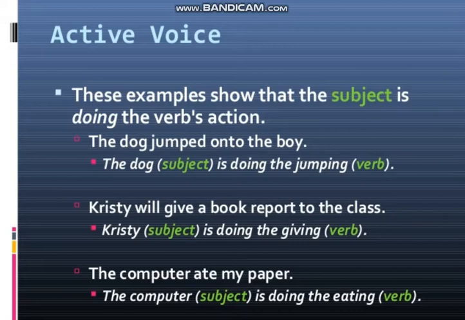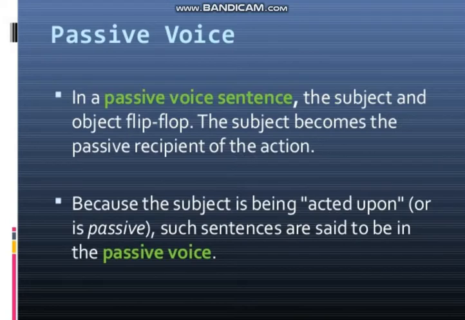The computer ate my paper. So here you can see the computer, the subject, is doing the eating. The main focus is on the computer, which is the subject. So such sentences in which the main focus is on the subject, or the subject is the performer of an action, or is active in a sentence, we would call active voice sentences.